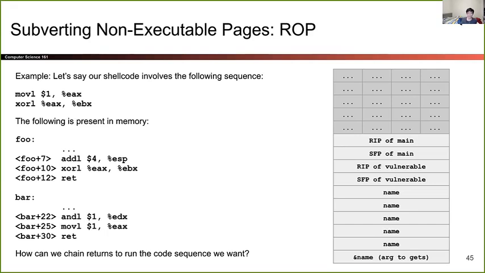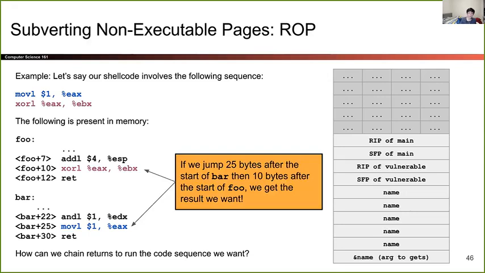Bar plus 25 and then foo plus 10. Yes, exactly. That's exactly correct. So we know that this move instruction is actually the same as the move instruction down here, followed by a return. This XOR instruction is the same as this XOR instruction down here, followed by a return. So we know if we jump here and then return to here and then return to somewhere else, then it's as if we just executed these two instructions together. So if we jump 25 bytes after bar and then jump 10 bytes after foo, we get the same thing as our malicious, quote unquote, shellcode.